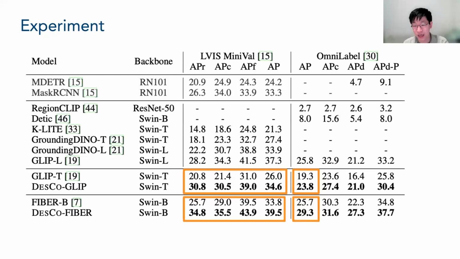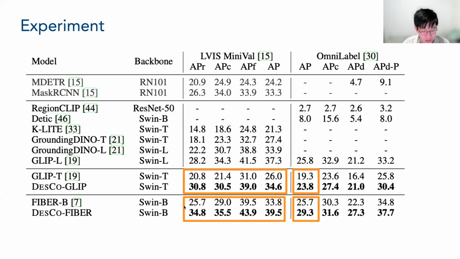So this is the experiment result we get. If you're very familiar with the numbers, you can get a sense of the improvement. Basically on this very challenging LVIS and also this year's new challenge, OmniLabel, you can see very evident improvement. For example, our baseline is GLIP-Tiny. Adding our DesCo training, DesCo-GLIP is still a tiny model in scale, but it can actually outperform the larger model, like the original GLIP-Large. So that's very good.